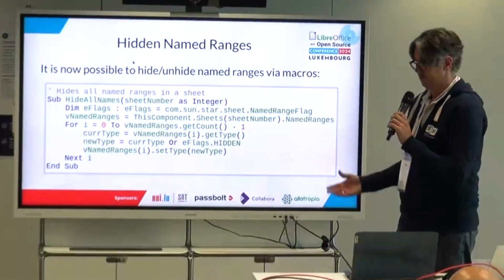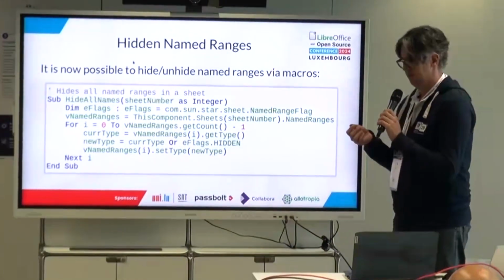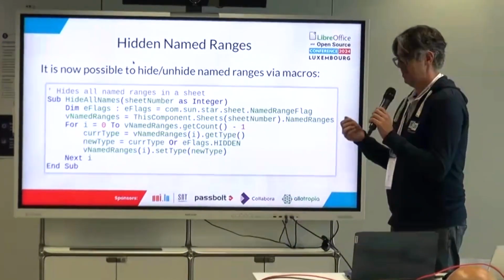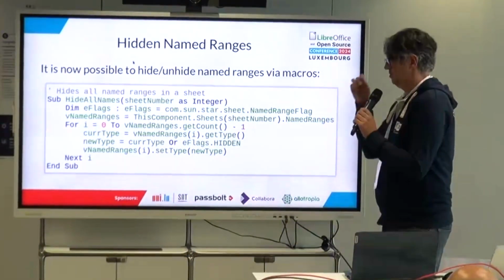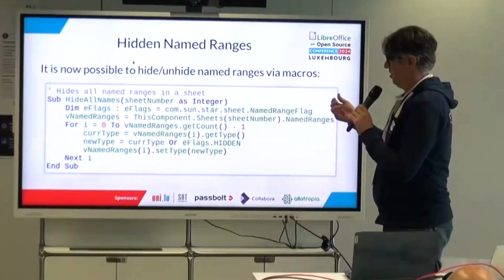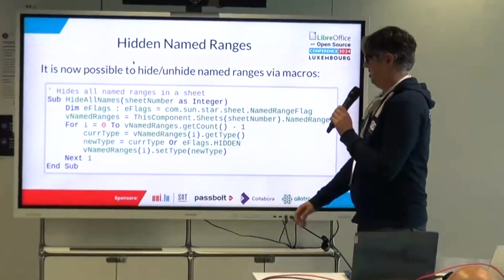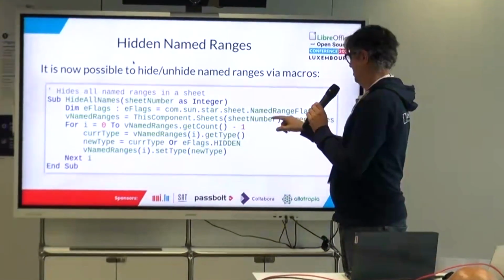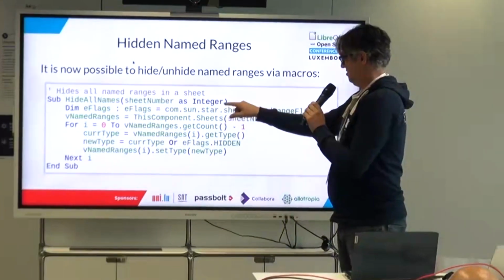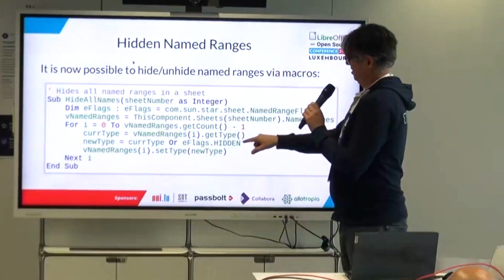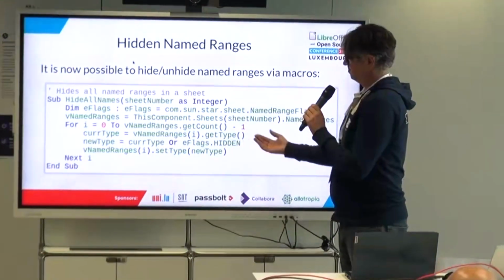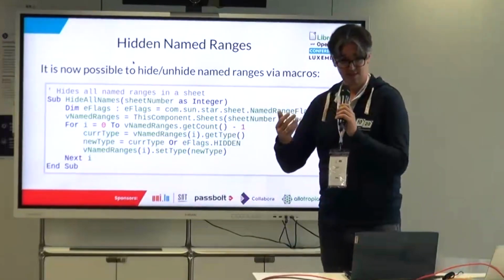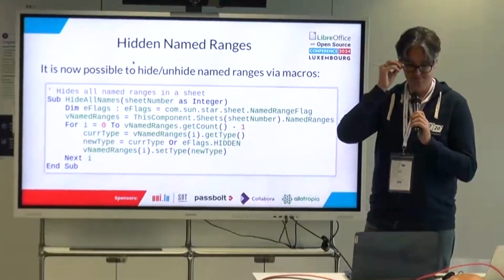Also, as a reference, I know that some of you like to work with macros. So if you want to hide or unhide named ranges using macros, this is a macro that shows how this is done. Basically, we have a series of constants in this constant, com.sun.star.sheet.NamedRangeFlag. So we can use this hidden flag to apply to a named range. So this will ensure that the named range is not shown in the UI.